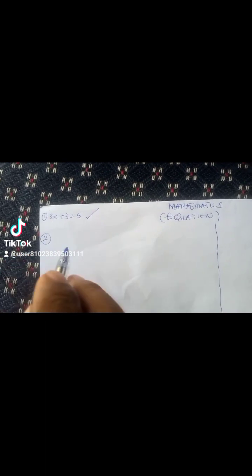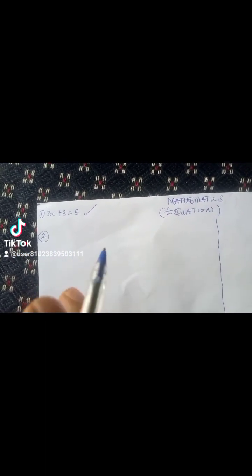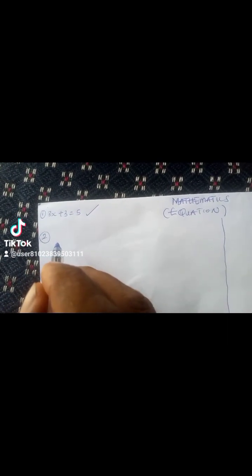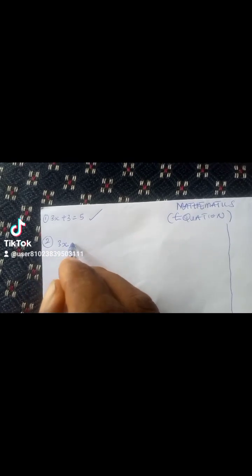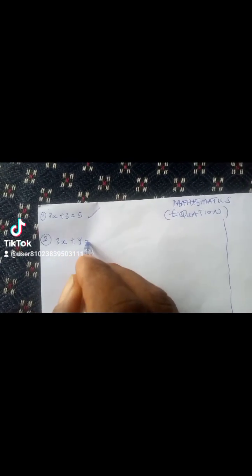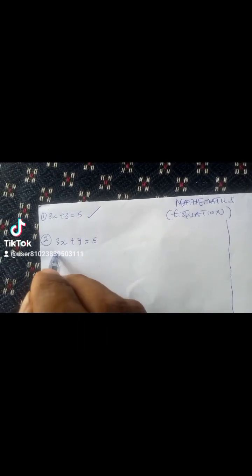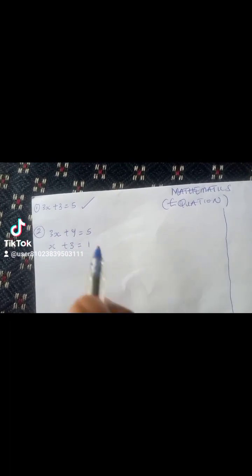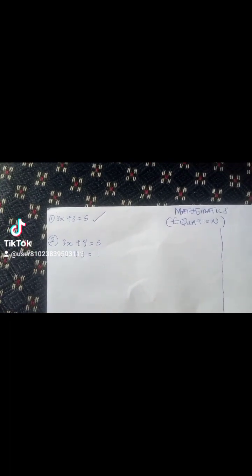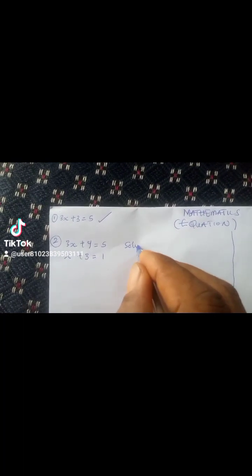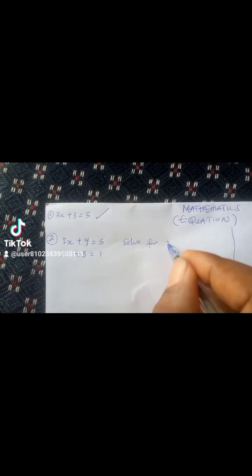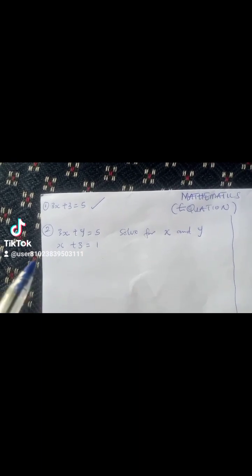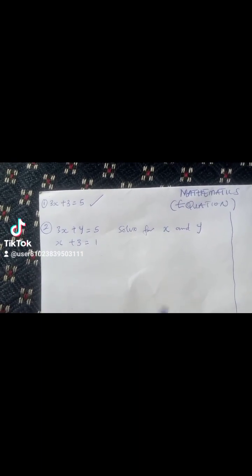That takes us to number 2. We are given equations that have two variables. An equation of this sort: 3x plus y equals 5, x plus 3y equals 1. And then you're asked to solve for x and y. In other words, you're asked to find what the value of x is, and you're also to find what the value of y is.